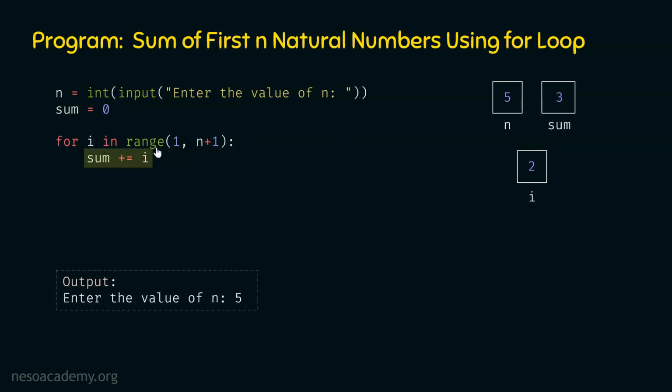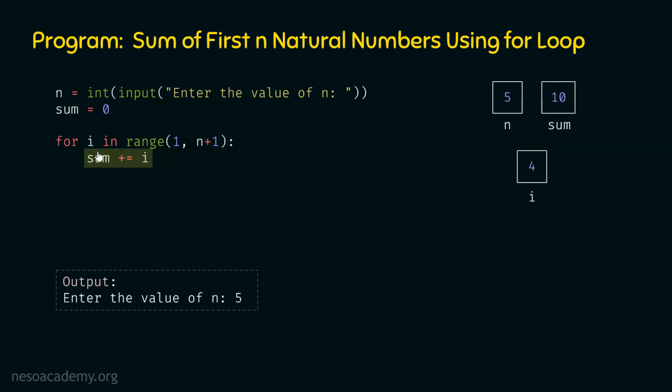Now what is the next step? i will receive value 3. After this, we need to calculate the sum. 3 plus 3 is equal to 6. Therefore, sum will hold value 6. Then after this, i will receive value 4. Then sum is calculated. Sum is 6 and i is 4. Therefore, 6 plus 4 is equal to 10. So sum is now holding value 10.